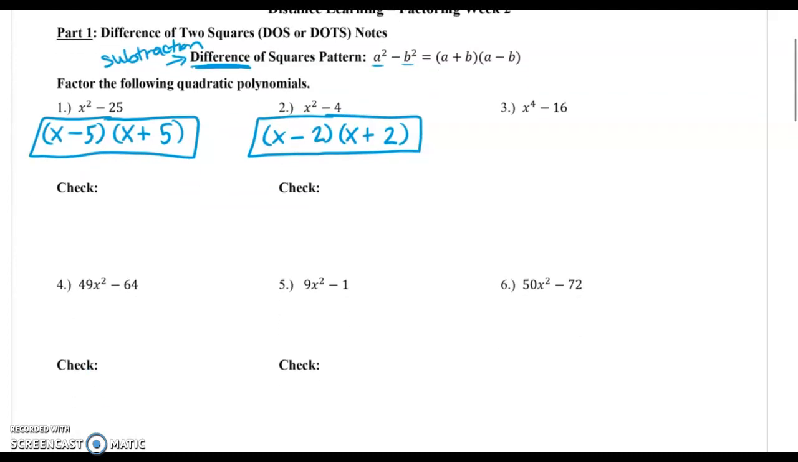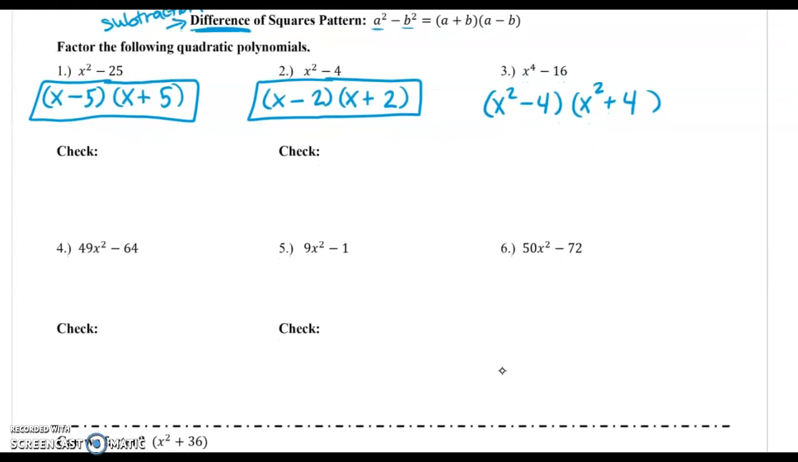All right, so for number 3, x to the fourth would be a perfect square, right? X to the second times x to the second, and 16 is also a perfect square. So we're going to make our two sets of parentheses. We know x squared times x squared gives us x to the fourth, and we know that 4 times 4 gives us the 16. All right, so this is a super fun one, people. Get excited. We are not finished yet. So think to yourself for a minute what else you could do here.